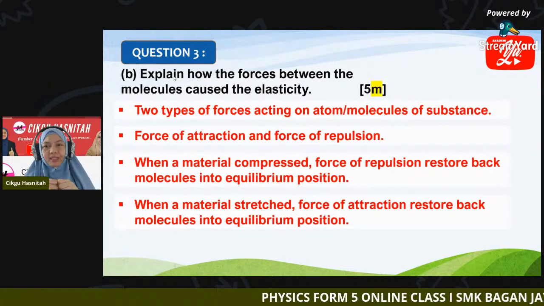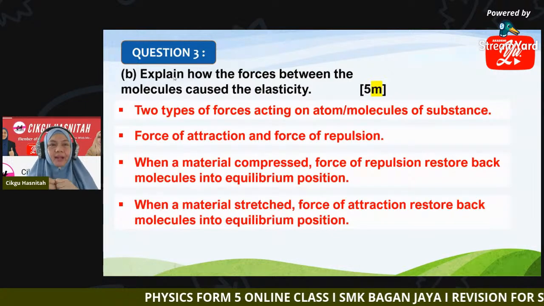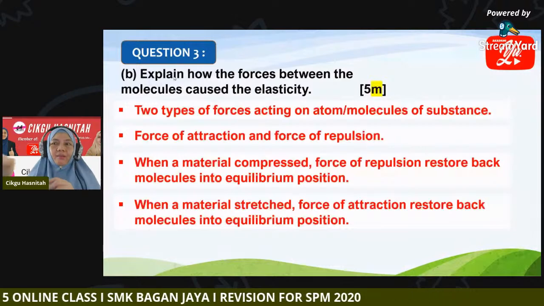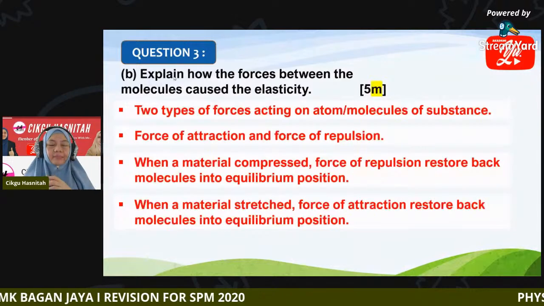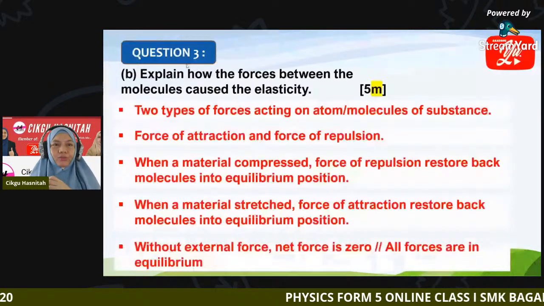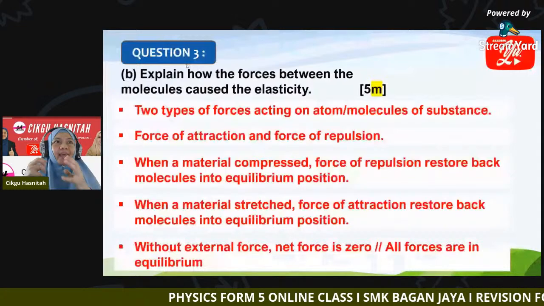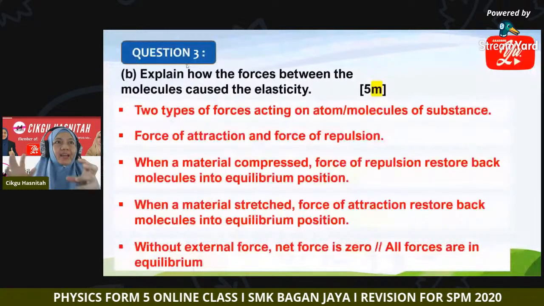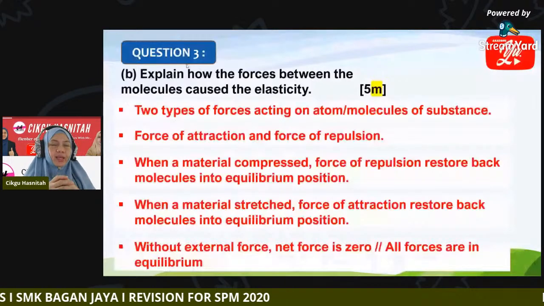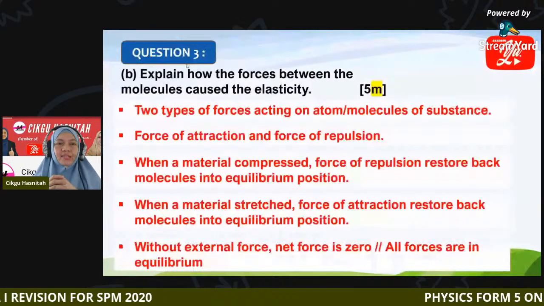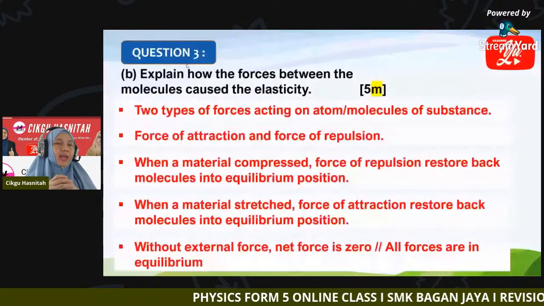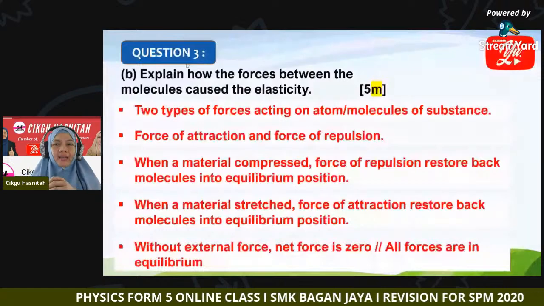Yes, Vinci, attraction force and repulsive force. So finally, what happens? Without external force, the net force is zero. Due to this action of repulsion and attraction, all forces will be in equilibrium. So this is the reason why an object can become an elastic material.